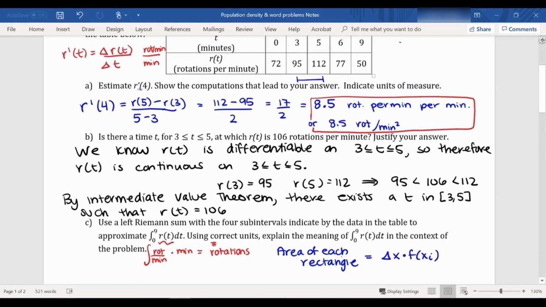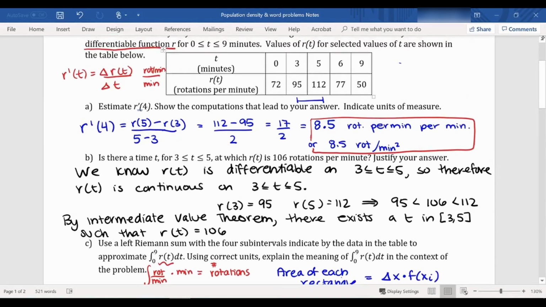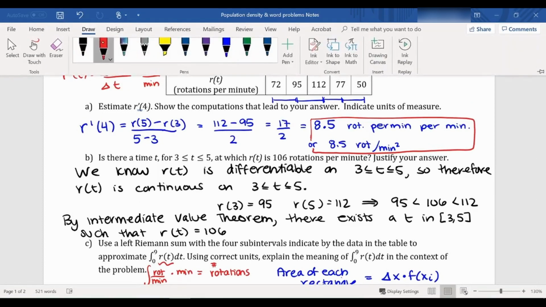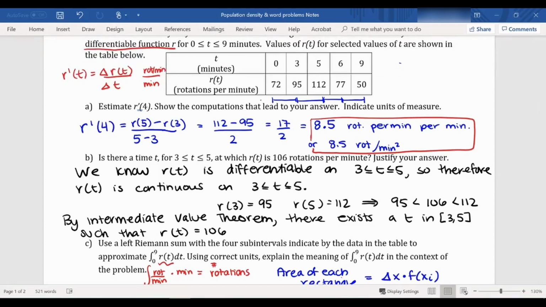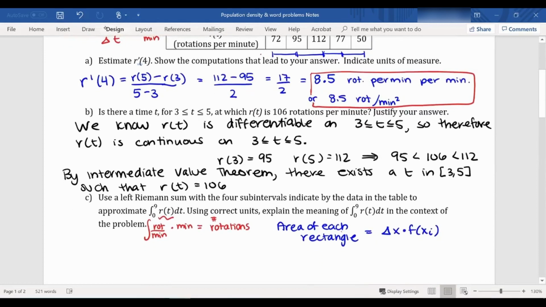Well, basically, if I split this into 4 subintervals, I've got one from 0 to 3, one from 3 to 5, one from 5 to 6, and one from 6 to 9. And since I'm using a left endpoint, for my first one, my left endpoint would be 0, which is my x1. My left endpoint of my next rectangle would be 3, so that's going to be my x2. My third rectangle, my left endpoint is 5, and my last rectangle, my left endpoint is 6.